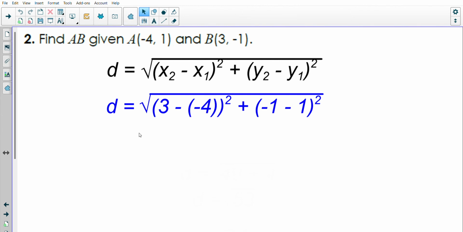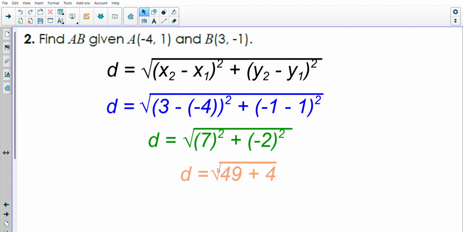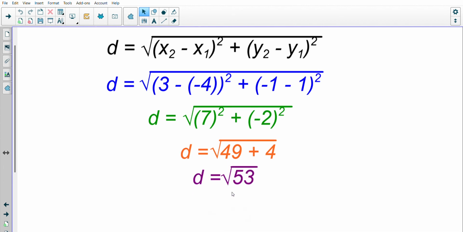Let's go ahead and do that subtraction, and that's going to give us the square root of 7 squared plus the square of -2. Let's go ahead and find those squares. That's going to give us the square root of 49 plus 4. We'll do the addition, which gives us 53. Our final step then would be to find the square root of 53. Again, we'll use an approximation, and we come up with the distance is about 7.3 units.